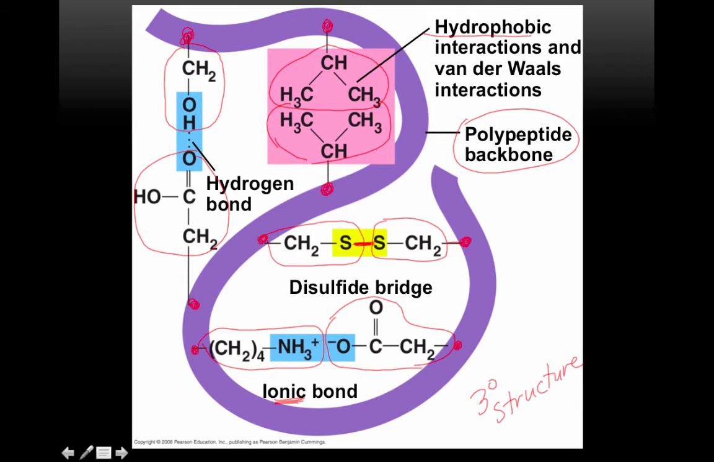So on this slide, you can see that all the different types of bonds are going to contribute to the final three-dimensional structure of a polypeptide. We have, of course, the covalent bonds that form the initial backbone. Then we can form hydrogen bonds between R groups. We can have hydrophobic interactions between R groups. We can form new covalent bonds, such as this disulfide bridge, and we can have ionic bonding as well.